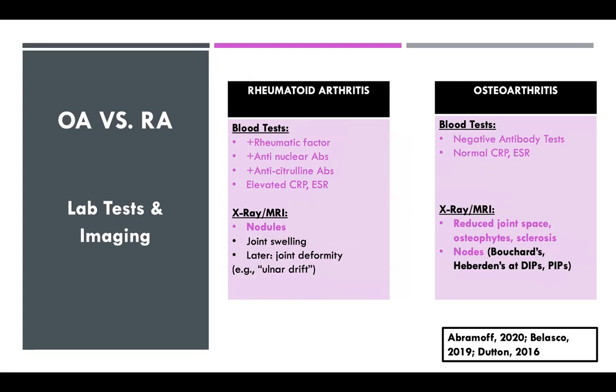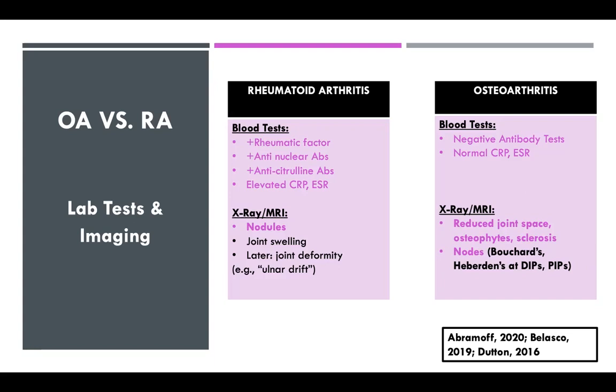antibodies, or antibodies that are attacking, within the context of this autoimmune disease, our own immune system. So individuals will likely have one, if not more, of these autoantibodies: rheumatoid factor, anti-nuclear antibodies, and anti-citrulline antibodies.